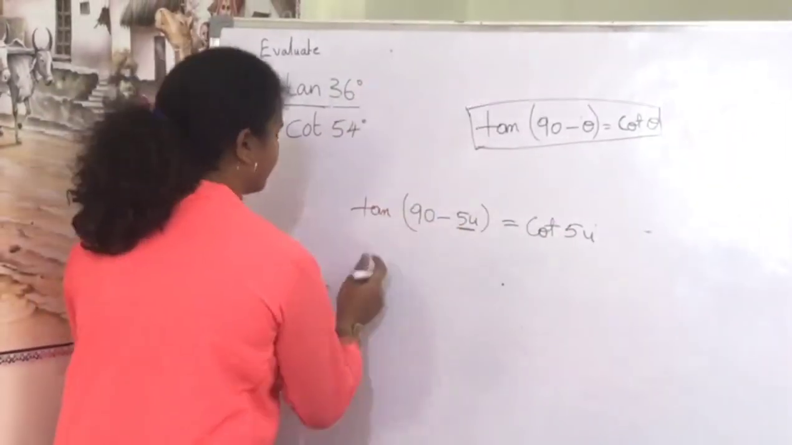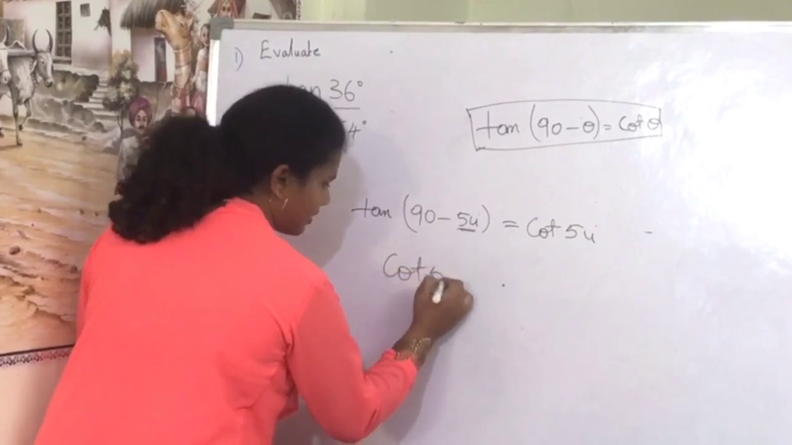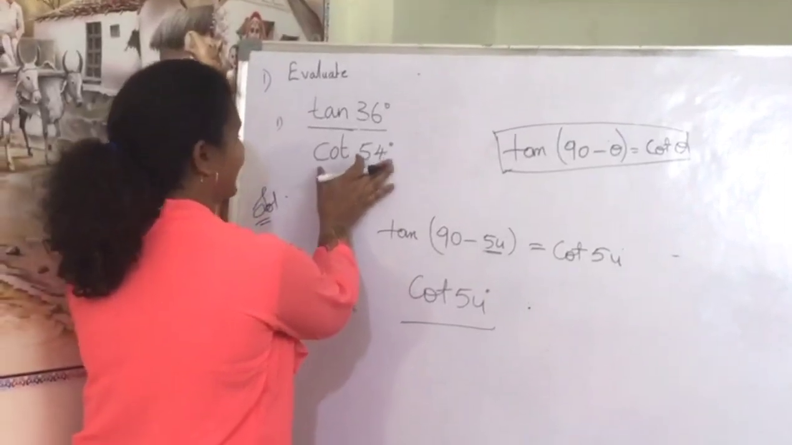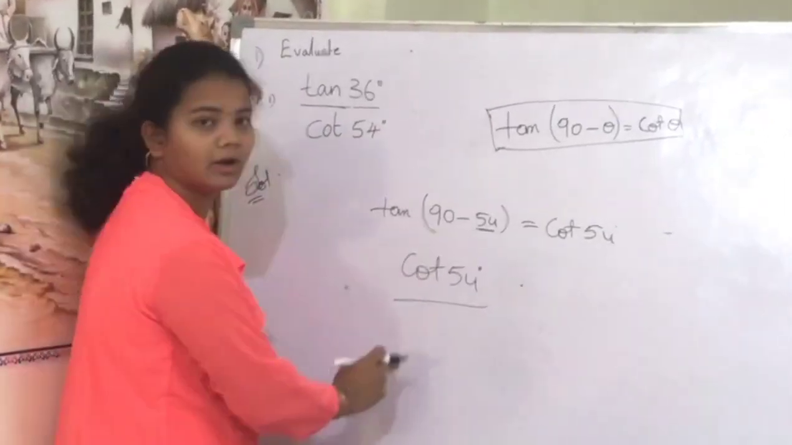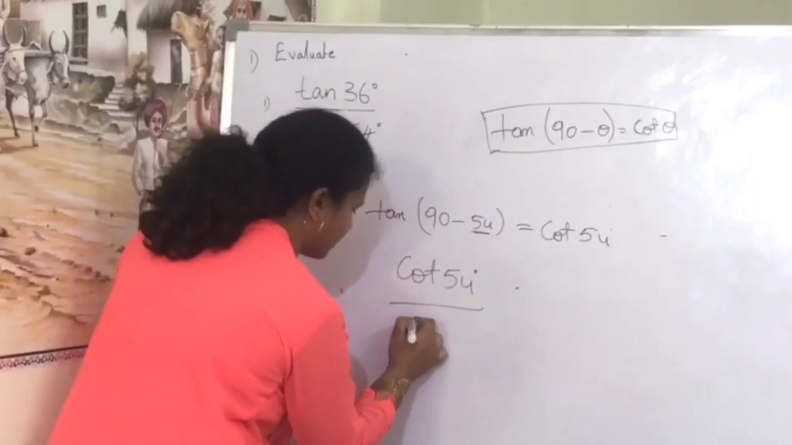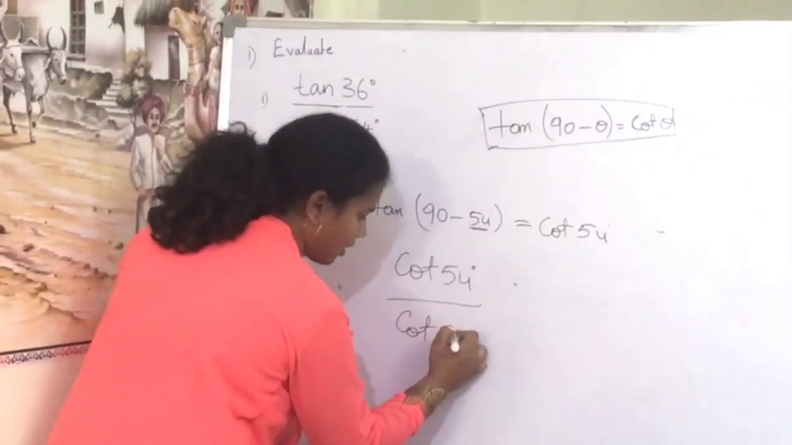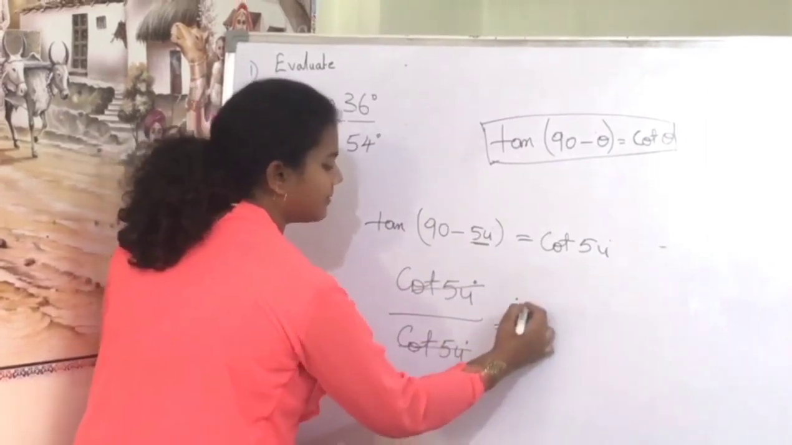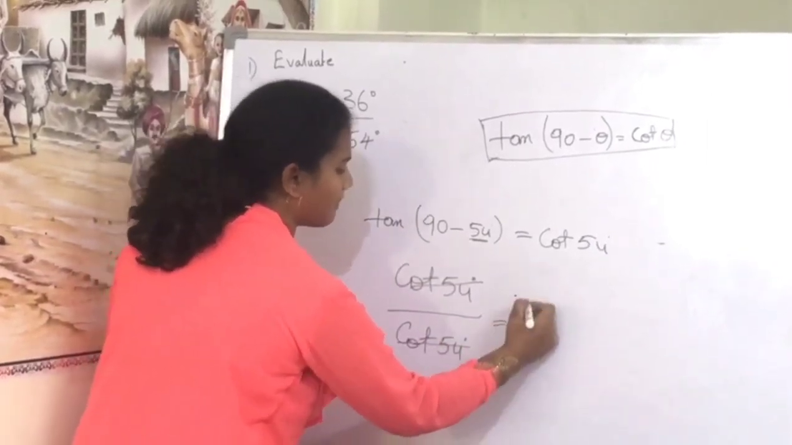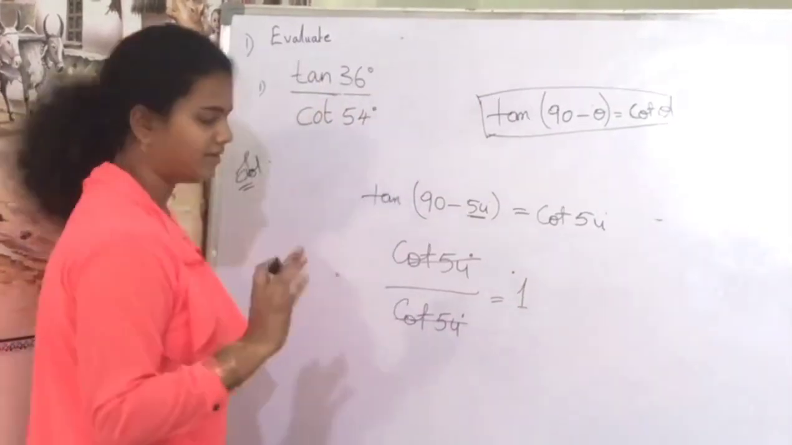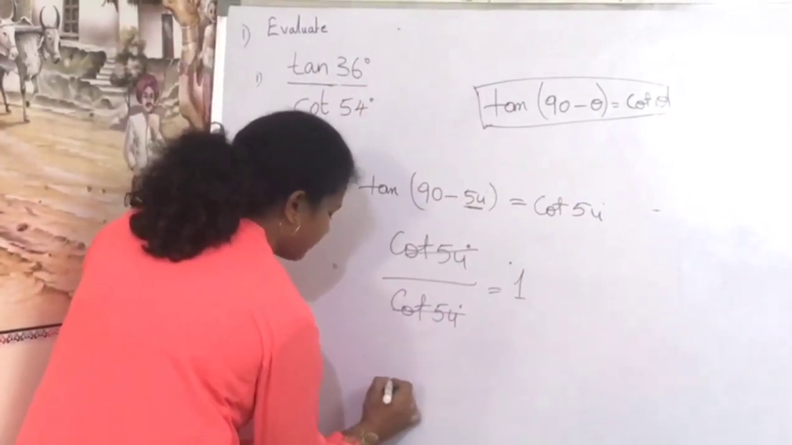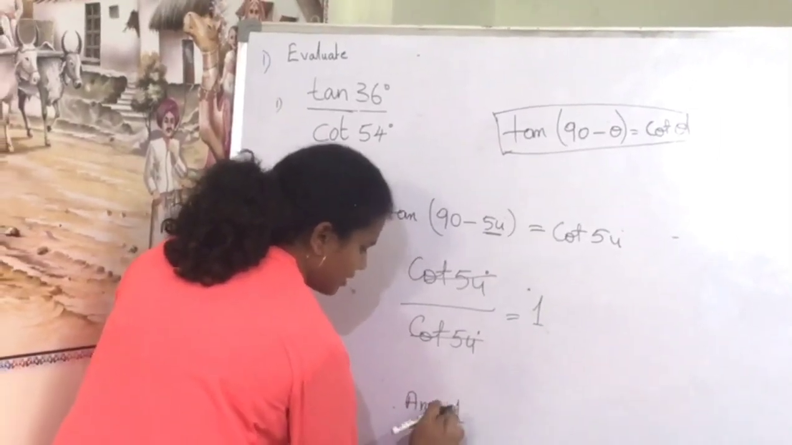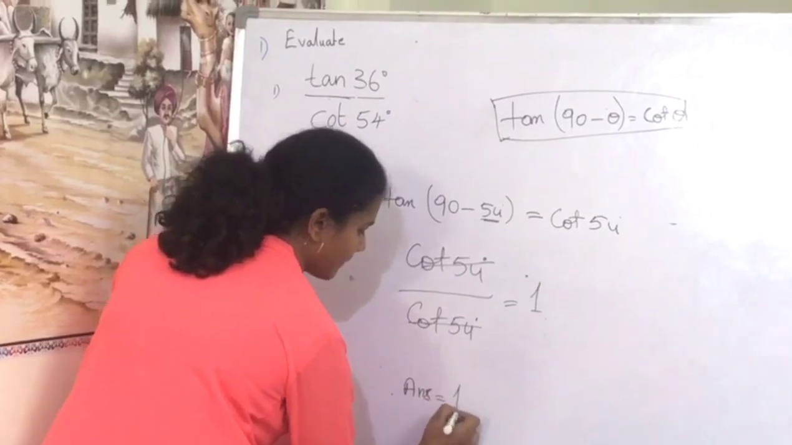Let me write this cot 54 degree over here. Cot 54 degree by cot 54 degree, where cot 54 gets cancelled, and we will have the final answer as 1 to the given question. Therefore, the answer for the given sum equals 1.